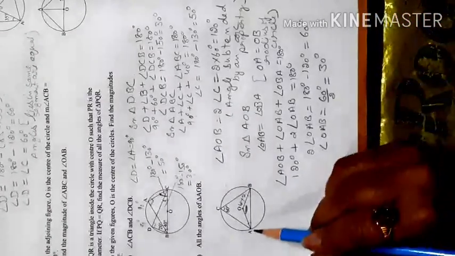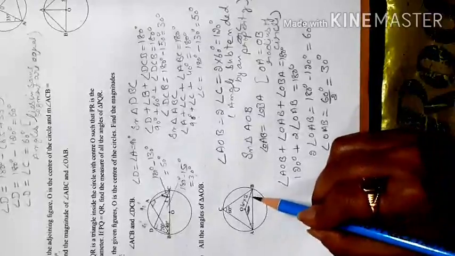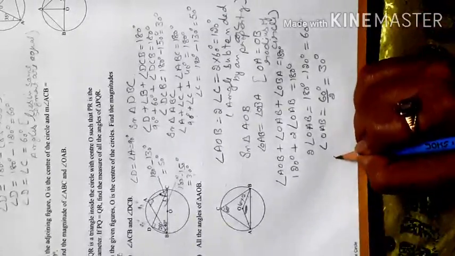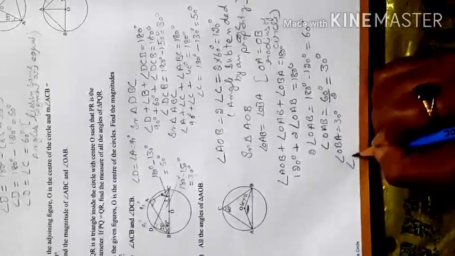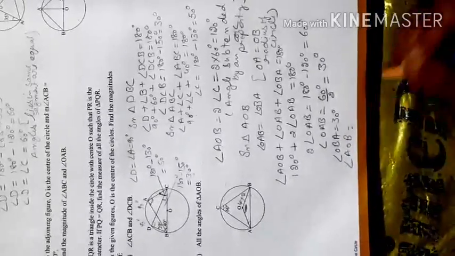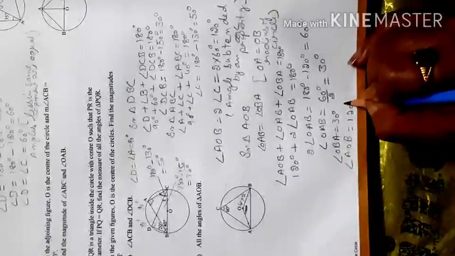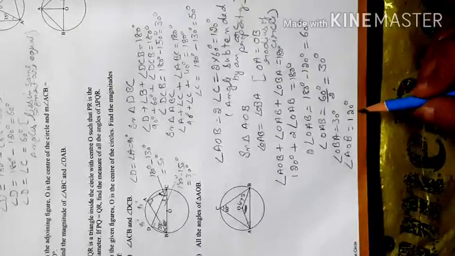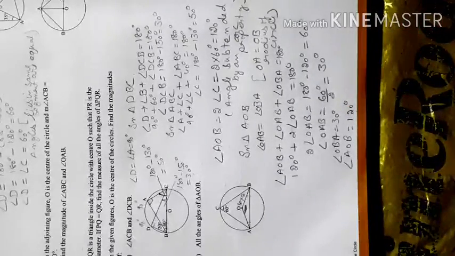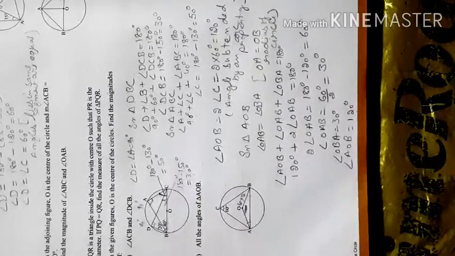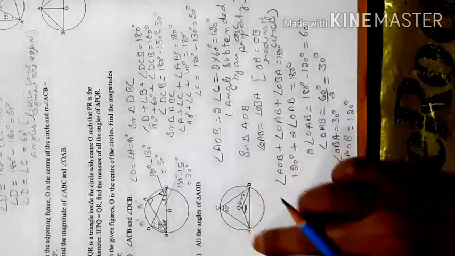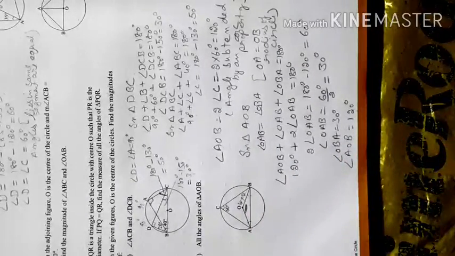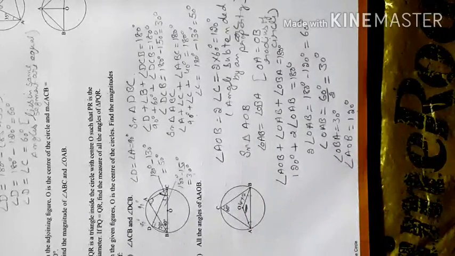So that means if this angle is 30 degree then this is also 30 degree. So we can also write angle OBA is equal to 30 degree, and angle AOB we already found, that is 120 degree. You can also check 120 plus 60 is 180 degree, the sum of all the angles of the triangle. So this way you can find all the angles of the triangle AOB.